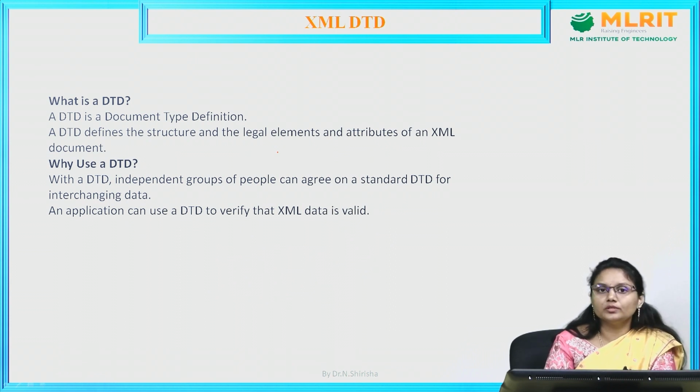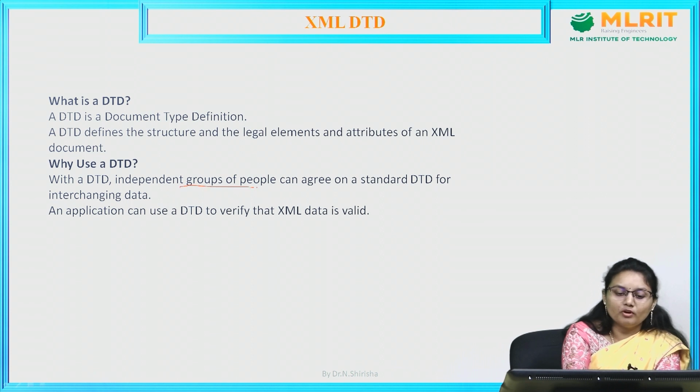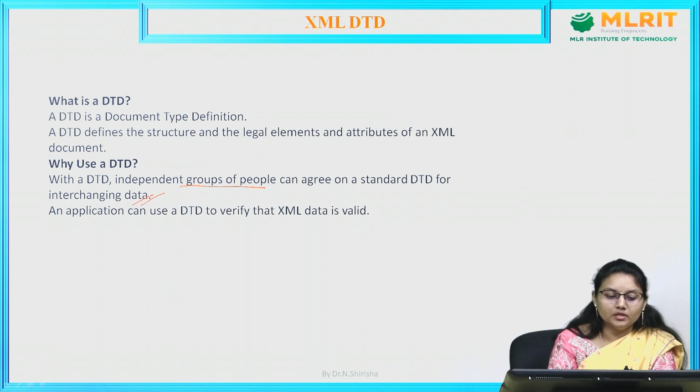While using a DTD, an independent group of people can agree on a standard DTD for interchanging data. That means a standard structure, a standard DTD. If one structure is given, a group of people, belonging to one class, can use this standard DTD structure to write their code. An application can use a DTD to verify whether XML data is valid or not. So, what is that DTD, and how are you going to write it? We'll see.